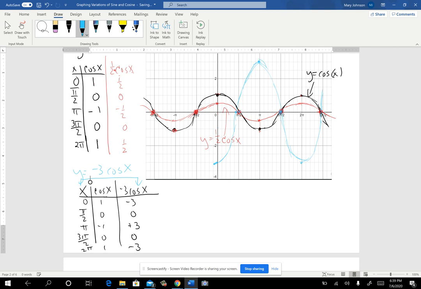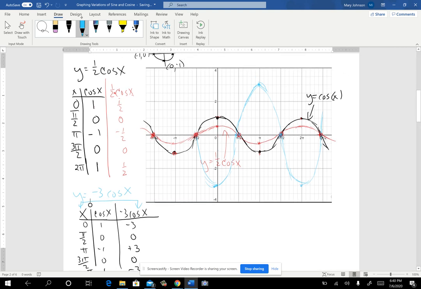That should be curved, not like a V. Okay, and then it would go back in here. This would now be way up here again at +3. So I just follow that pattern. And there would be my new cosine graph, which you see in blue.